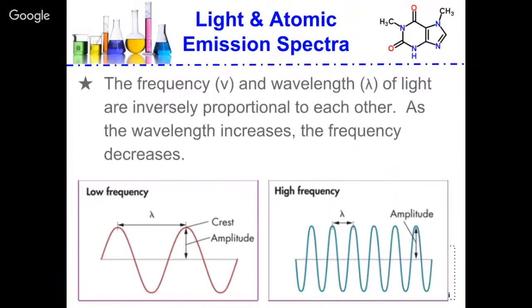The frequency nu and the wavelength lambda of light are inversely proportional to each other. As wavelength increases, the frequency decreases. That should make sense because wavelength is the distance between the waves and frequency is the amount of waves that pass a given point. If you increase the distance between the waves, fewer waves go past a given point in a given unit of time.